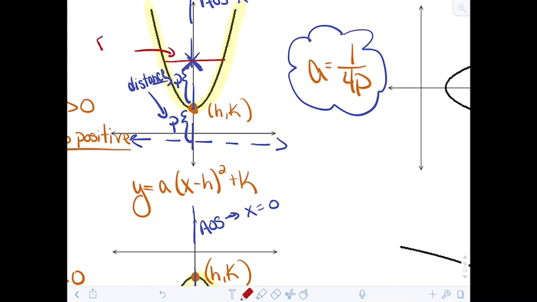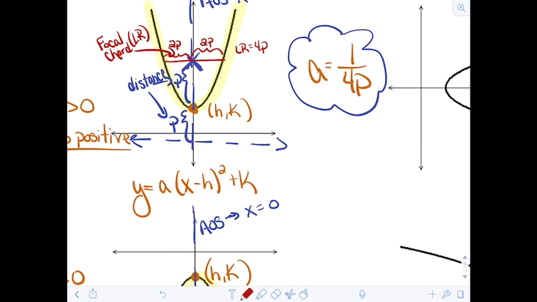So if this is the focal chord, also known as the LR, it is equal to 4 times p. So each half of the LR is 2p. From the focus point to one side of the parabola is 2p, and from the focus point to the other side of the parabola is 2p.